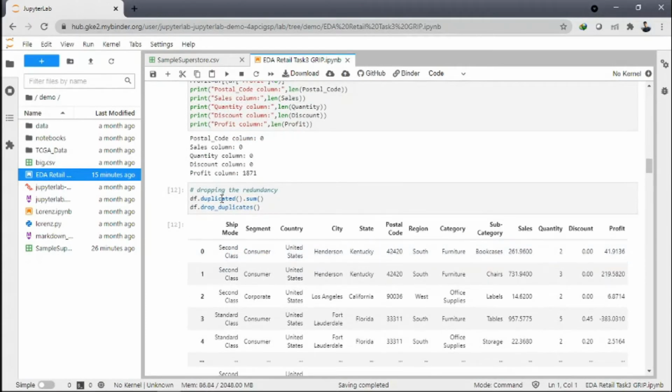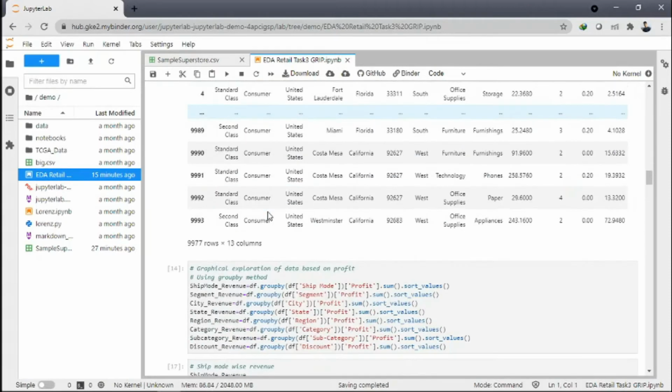And now what we're doing is we are dropping the redundancy. So actually data redundancy is repetition of the data. So we don't need the repetition of the data, and it won't affect our task. So here we are checking for the duplicates, and then we are dropping the duplicates.